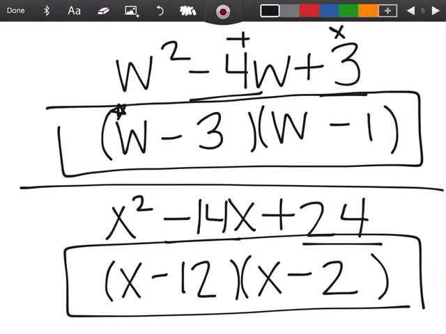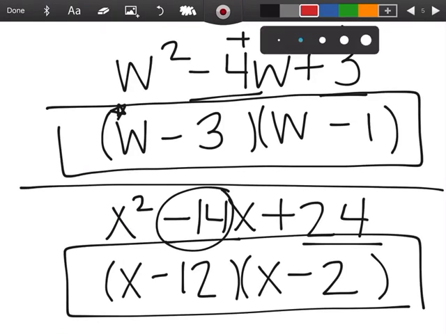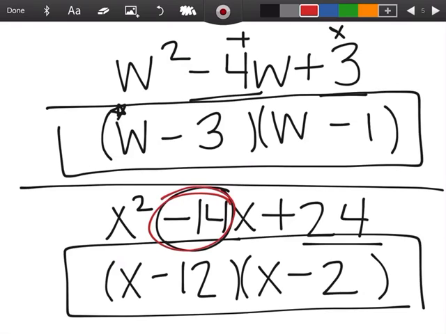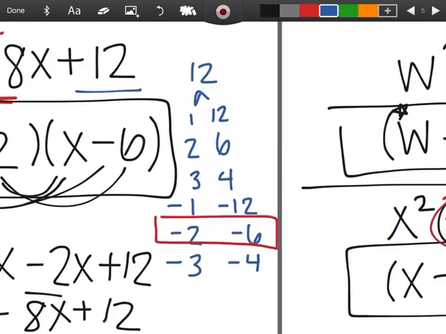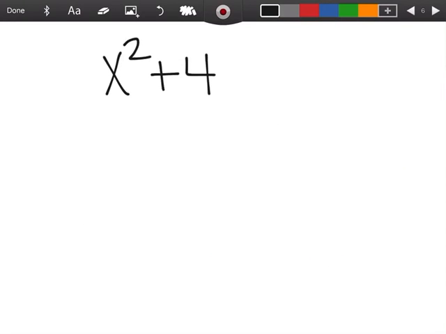So if B is negative, here I'll circle in red. If B is negative and C is positive, then I'm looking at two negative numbers. If everything's positive, I'm looking at two positive numbers. So the next line would be, what if C is negative? So what if I give you x squared plus 4x minus 21?